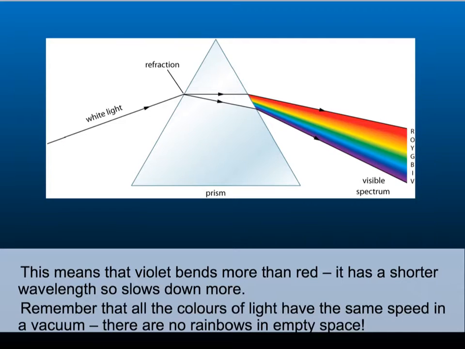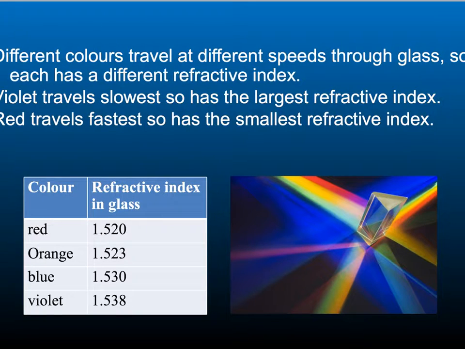It's got a shorter wavelength, so it slows down more. Remember though, that all the colours of light have the same speed in a vacuum. There are no rainbows in empty space. Because the different colours travel at different speeds through the glass, each of them has a different refractive index. Violet light travels slowest, so it has the largest refractive index. The red light travels the fastest, so it has the smallest refractive index.